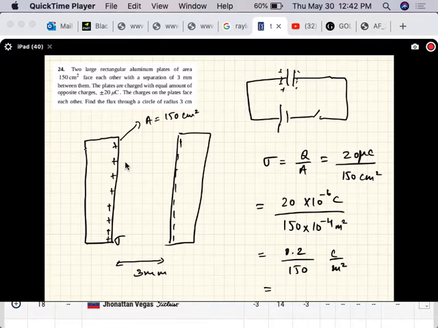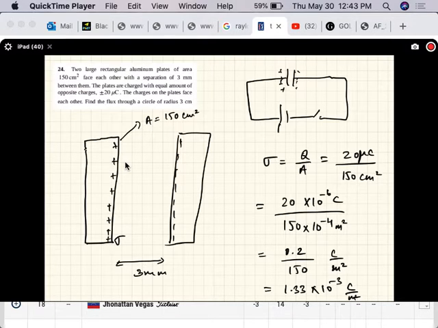all right, can I borrow a calculator again? What? Oh. Okay, so that's the surface charge density.